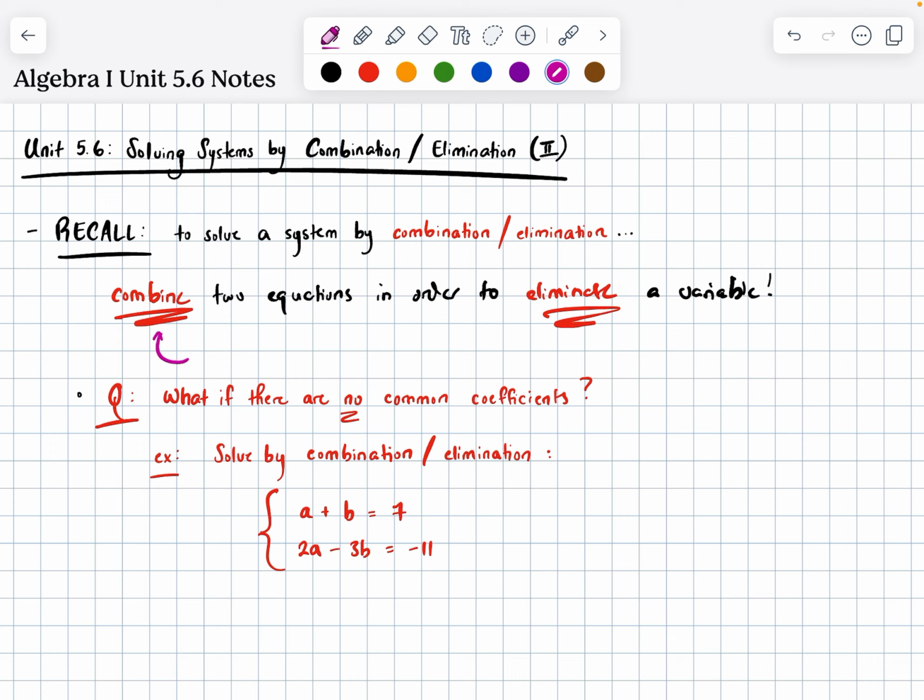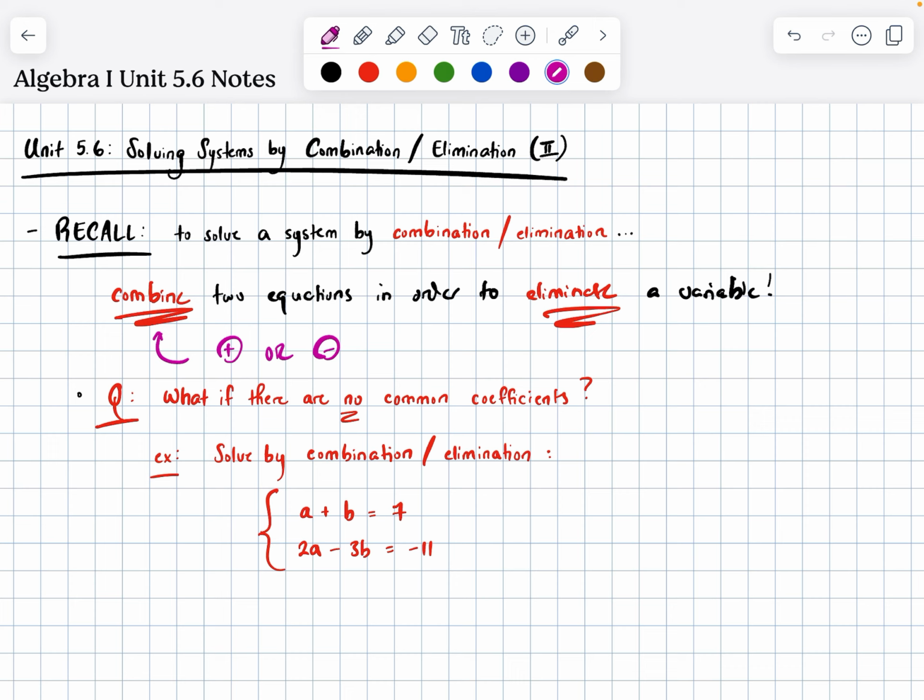Again, mathematically, what does it mean to combine two things? If I'm combining these equations, what am I doing to them? 5, 4, 3, 2, 1. Very good. If I'm combining two things, that means either I'm adding them or subtracting them. So I want to find a way to either add or subtract my equations together so that a variable cancels out. However, what if I'm in a position like this?